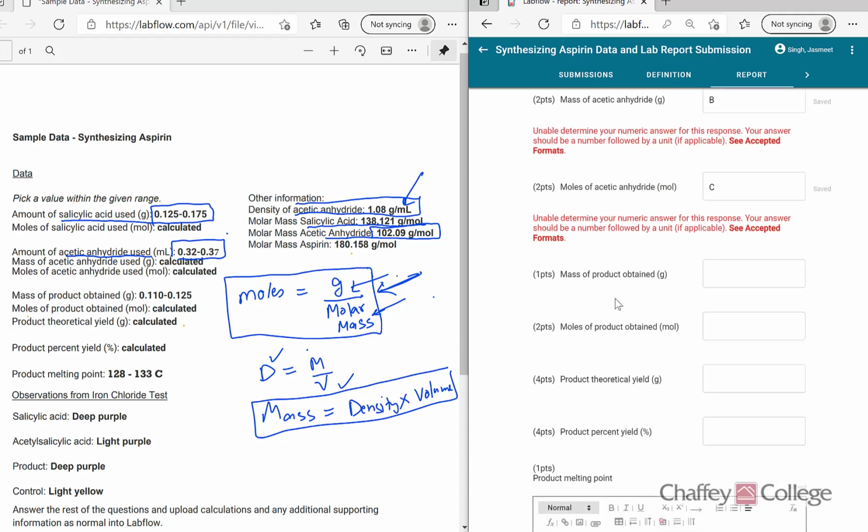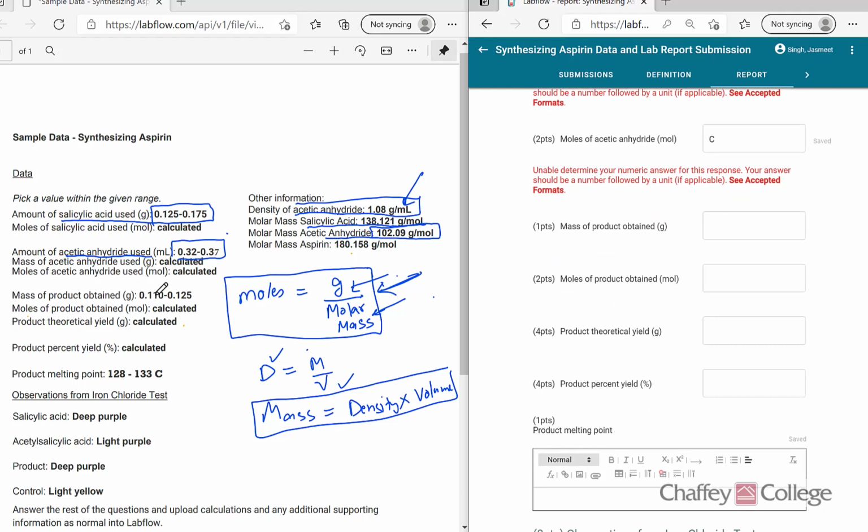Next is mass of product obtained, and again there is a range given to us. Any value between this range is the mass of product obtained, and remember the product is aspirin, and we can use any value starting from 0.110 to 0.125. So I'm going to assume 0.110. You should use some other value. So that's the mass of product obtained.